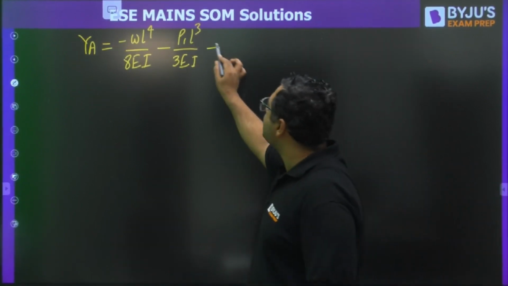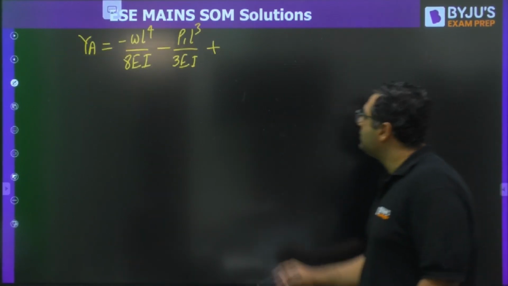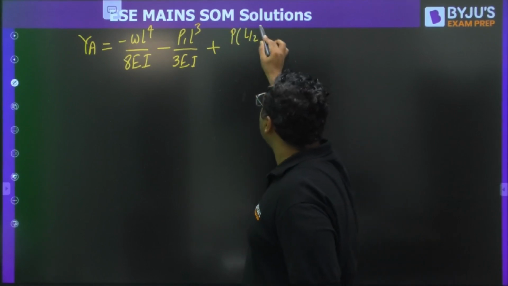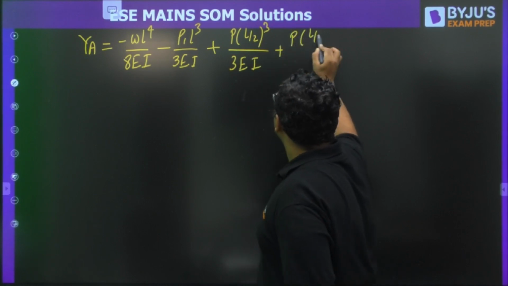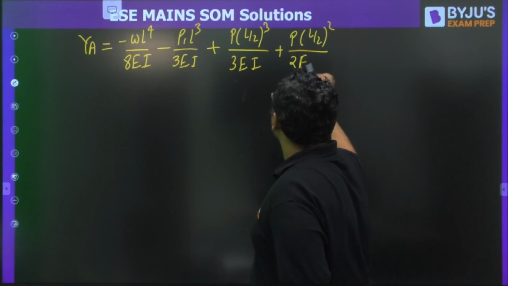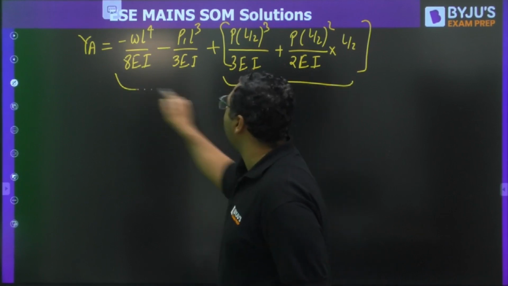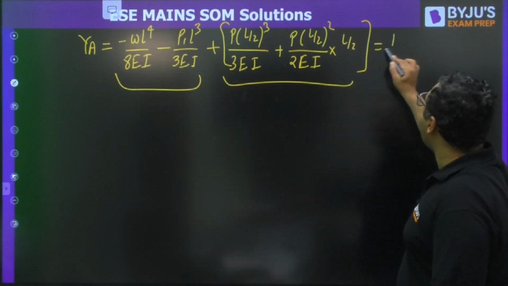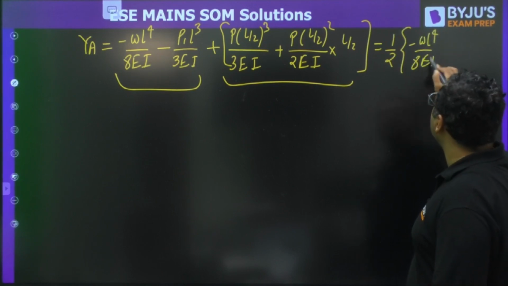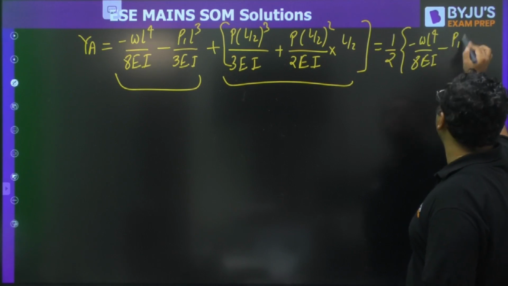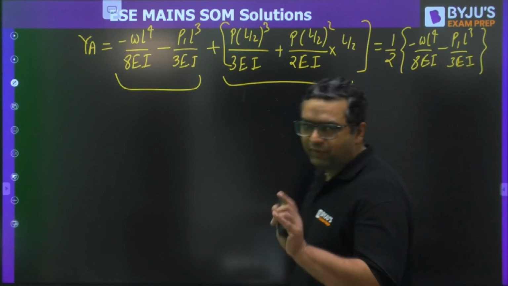So now plus, what is plus? Plus this thing. It is P into (L by 2) cube upon 3EI plus (L by 2) square upon 2EI into L by 2. So when you add this deflection into this deflection, it will become equal to half of minus WL^4 upon 8EI minus P1 L cube upon 3EI. So my dear, when you will be solving, everything is given to us.